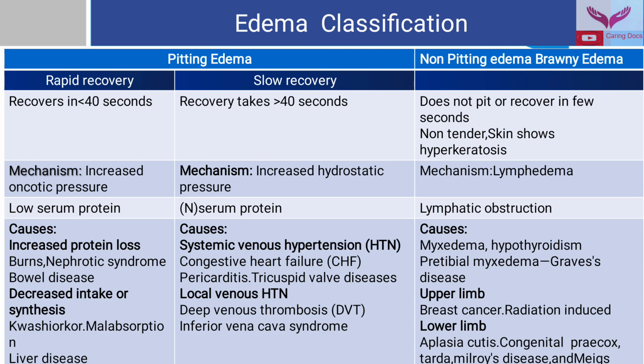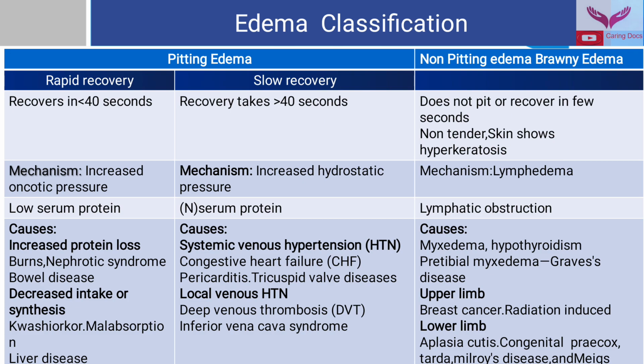Pitting edema with rapid recovery will show low serum protein, and the causes are increased protein loss, that is burns, nephrotic syndrome, bowel disease, or decreased intake or synthesis of proteins as seen in patients with kwashiorkor, malabsorption, or liver disease, whereas in patients with pitting edema with slow recovery, the patient will have normal serum protein, and the causes are systemic venous hypertension, congestive heart failure, pericarditis, tricuspid valve disease, local venous hypertension because of deep venous thrombosis, inferior vena cava syndrome.